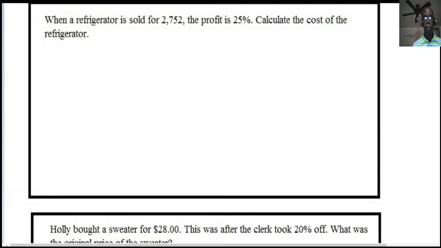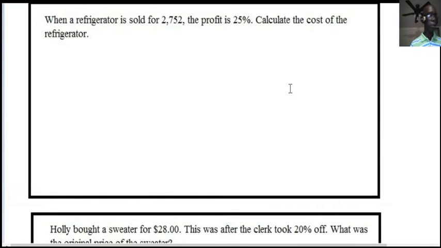Let's move to another problem. You can pause the video and try to work the problem on your own before looking at my solution. When a refrigerator is sold for $2,752, the profit is 25%. Calculate the cost of the refrigerator.